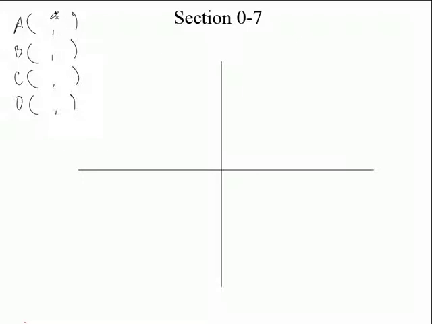All right, so here's the first point. Point A is -3, 3. Point B is at 1, 3. Point C is at 0, 1. And point D is at -4, 1. All right, so let's plot this.